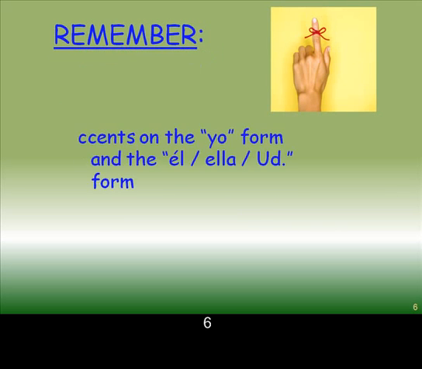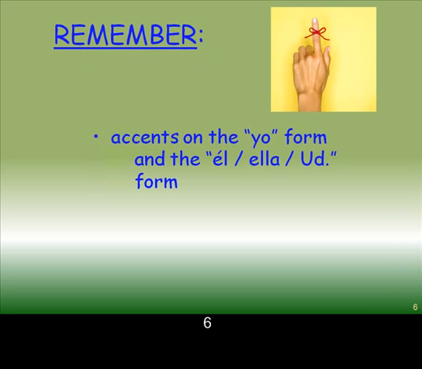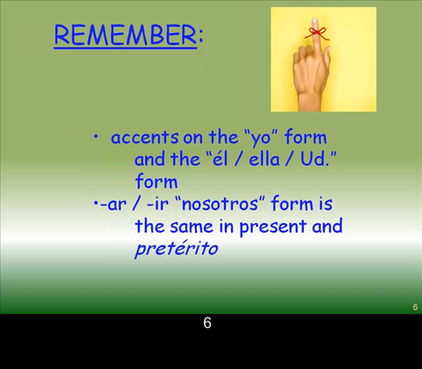One thing to remember here is that we need accents on the yo form and the él, ella, usted form. So we need accents on 2 forms in this conjugation. And also, I don't know if some of you noticed the following, but for AR and IR, the nosotros form is the same in the present and in the preterite. So when I go over some examples, I'll refer to that soon.